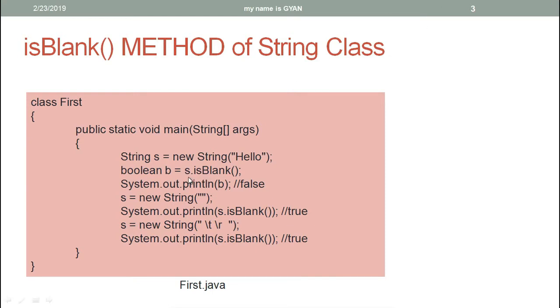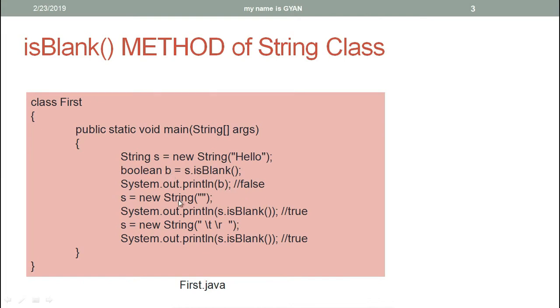The JVM checks if the content of the string whose reference is stored into the reference variable s is an empty string or not, having only space characters or not. No, this string hello is not an empty string. Neither does this string contain only space characters. That's how in this case the method isBlank returns false. When we print the boolean variable b, it prints false.